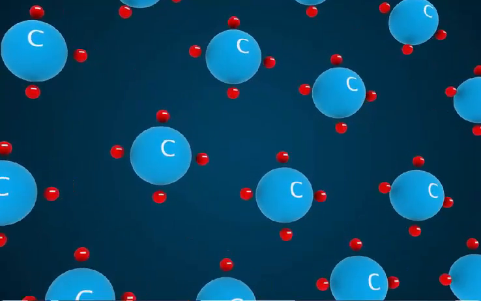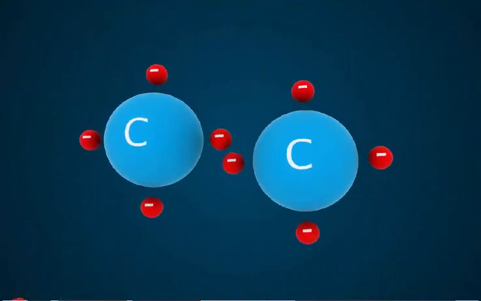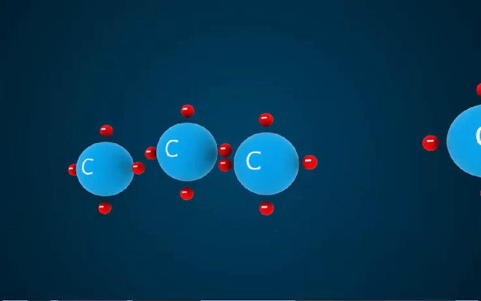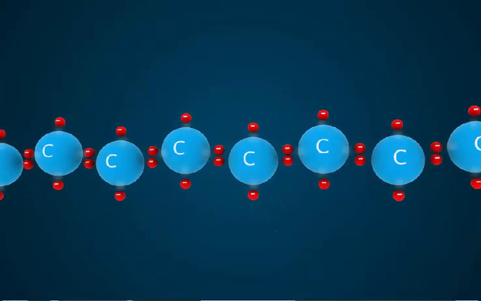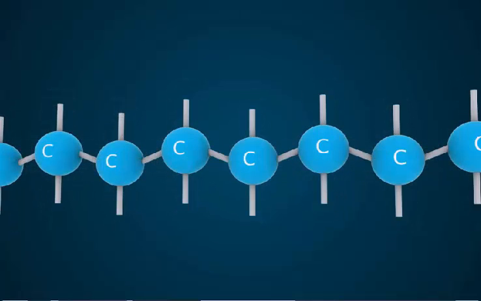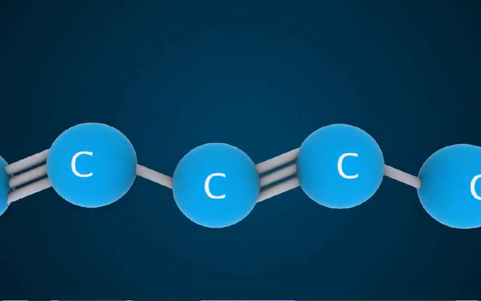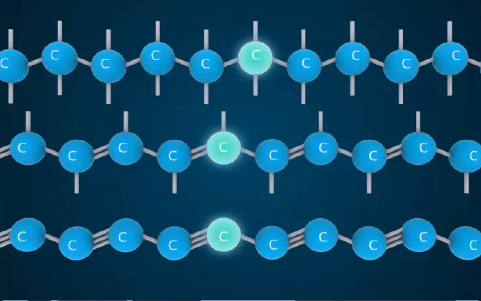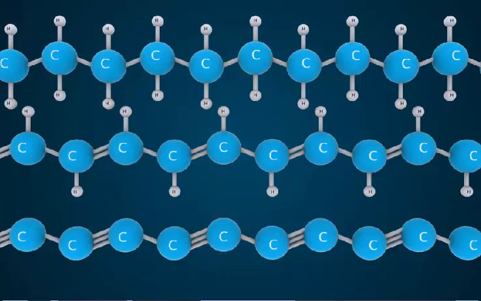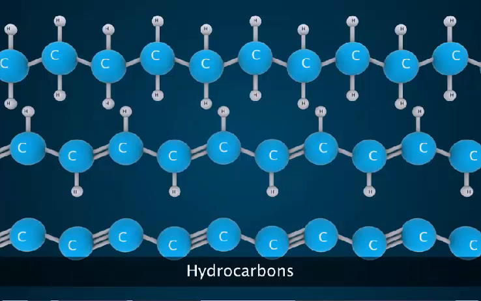Carbon atoms can join one another to form chains of various lengths. The bonds between carbon atoms can be single, double, or triple. Regardless of the type of bond, a carbon atom always forms 4 bonds. If only hydrogen atoms are added to the carbon backbone, then compounds of only carbon and hydrogen are obtained. These compounds are called hydrocarbons.